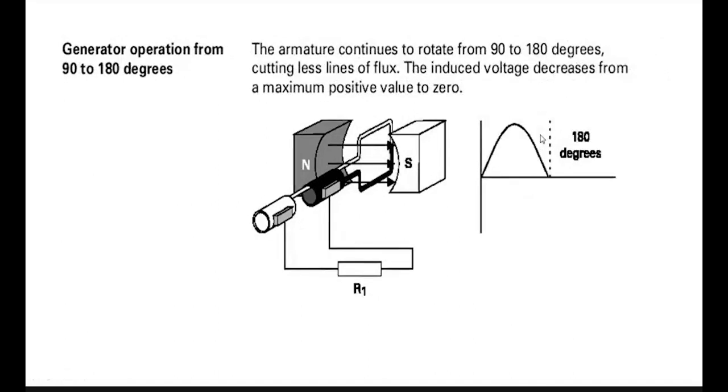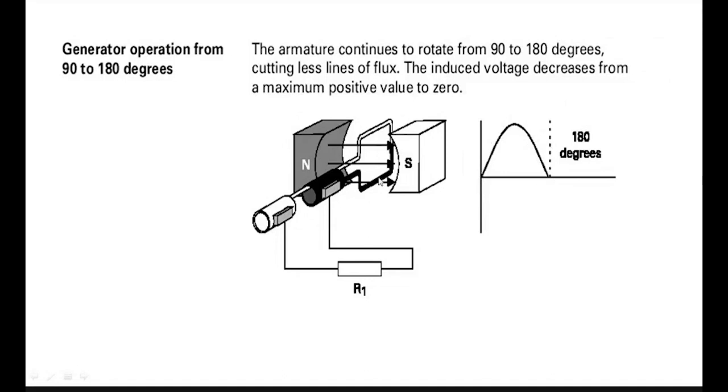Then another 90-degree rotation, from 90 degrees to 180 degrees. Here the black color conductor is moving away from the south pole. Moving away from the south pole means the magnitude of the induced EMF is decreasing, so we can see the induced EMF value reduce. Here the half rotation is completed, and for the 180-degree rotation we get only the positive half cycle waveform.